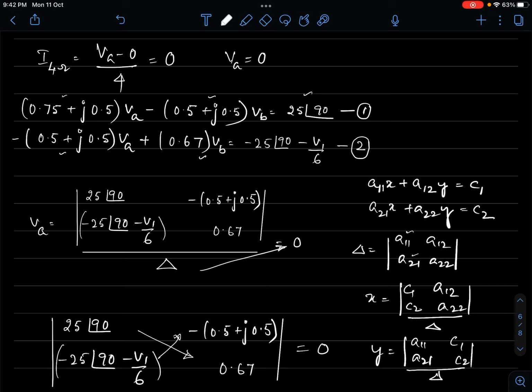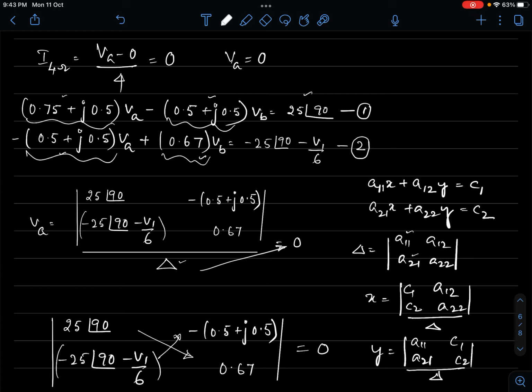Alright, so in this problem we didn't evaluate this delta. If we wanted to evaluate delta, we should have taken this coefficient as the first element along the first row. This element should have been taken as the second element along the first row, and this coefficient again would have come as the first element of the second row, and 0.67 would have come as the second element of the second row. Alright, that would have been delta.